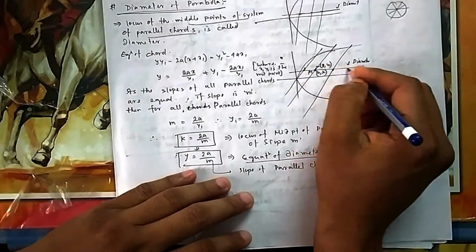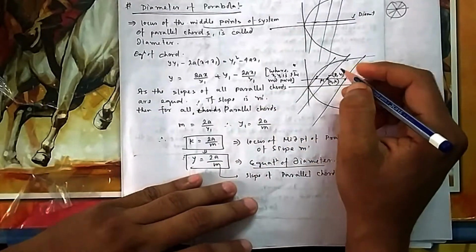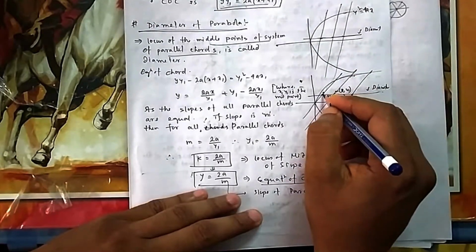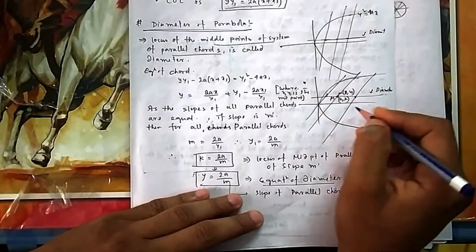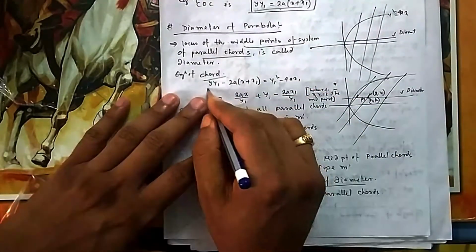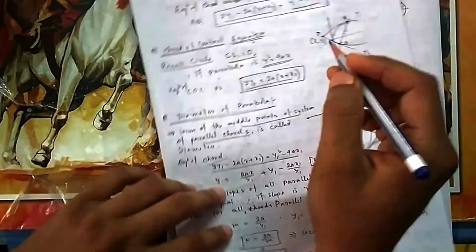You will see why the equation is flat, you will derive this one. So these are all diameters. You take any chord, draw all parallel chords, and then join the midpoints of all these chords. That will give you the diameter. So what is the equation of a chord? We know that this is the equation of the chord. Just now we have learned it.